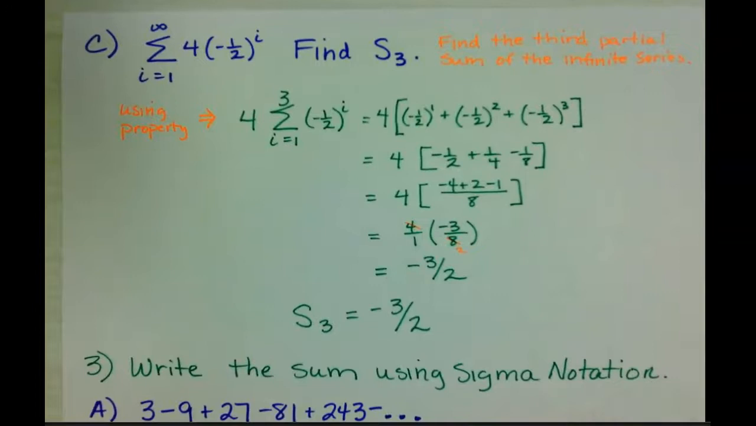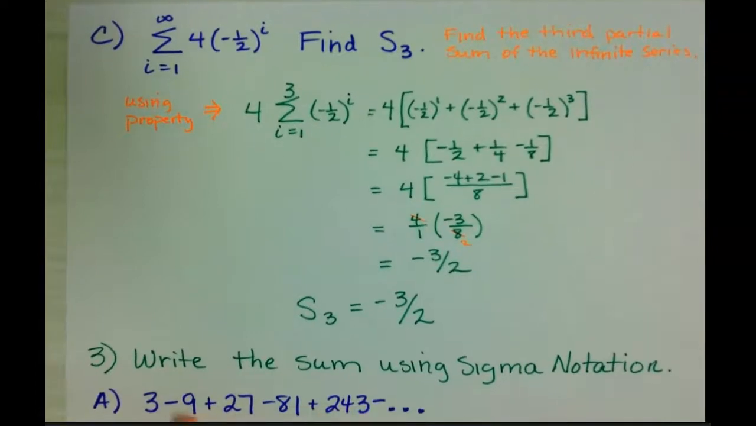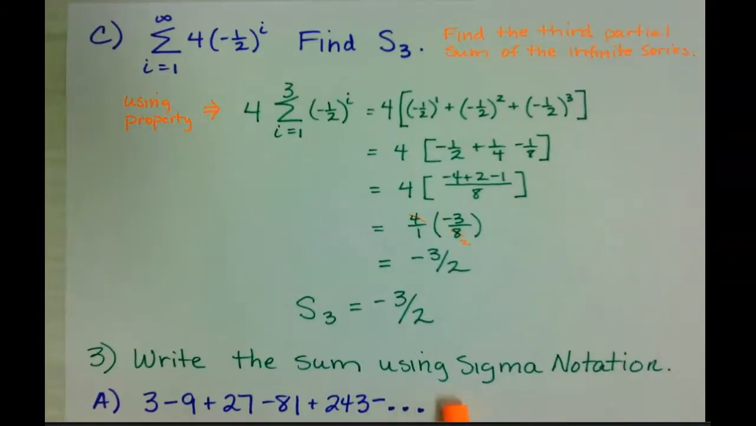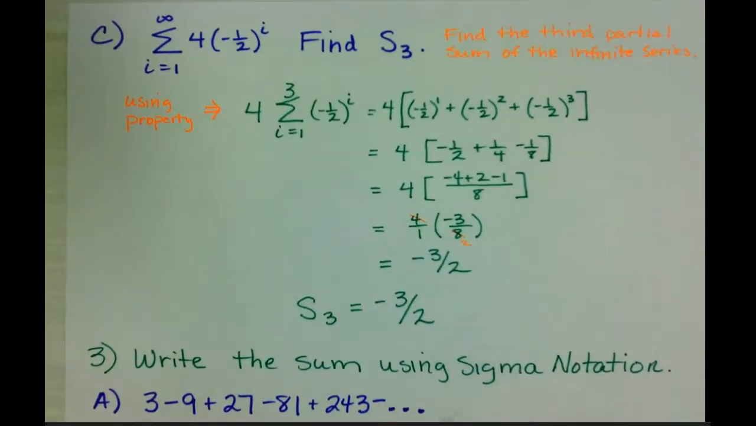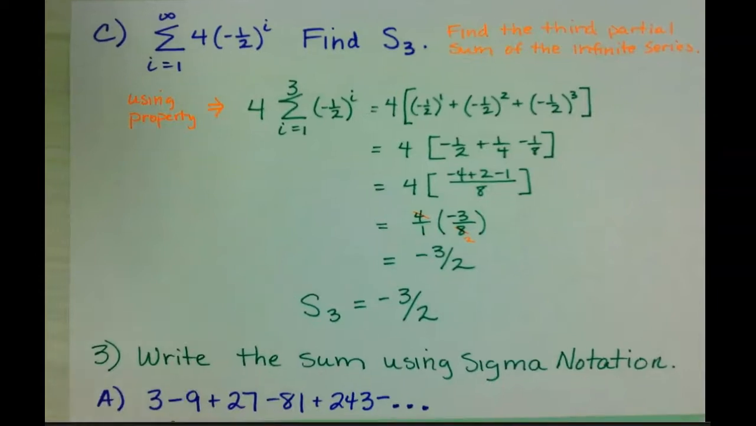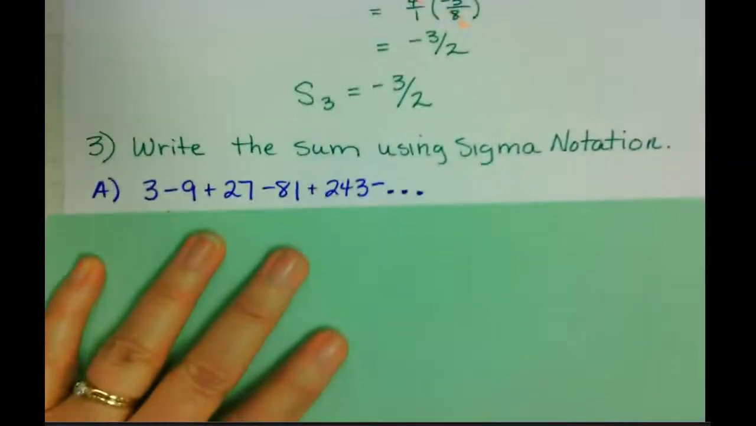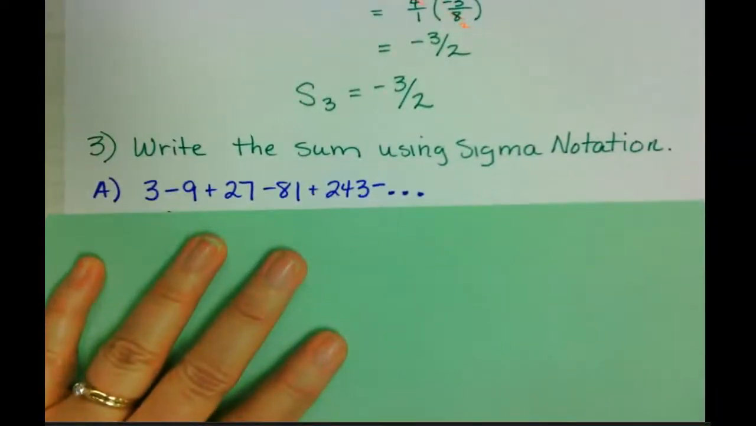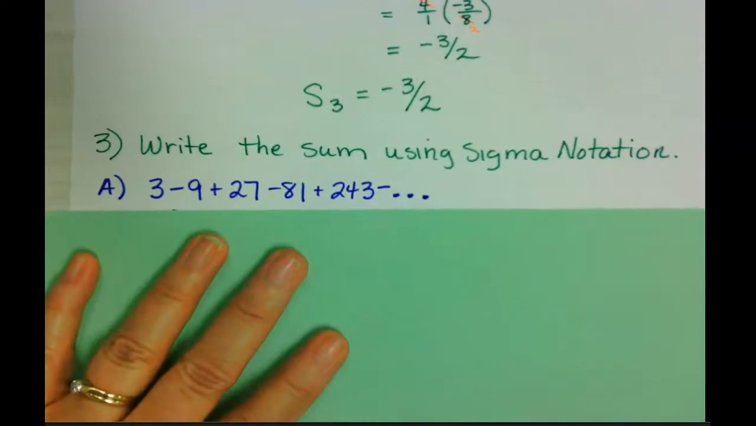The last thing we're going to do, and we're almost finished here, guys, is write the sum using sigma notation. So when you see a sequence like this, 3, negative 9, positive 27, negative 81, positive 243, negative ... we know that this is going on forever because of the ... at the end, which makes this an infinite series. And so when we have this infinite series, then we would be looking for patterns.